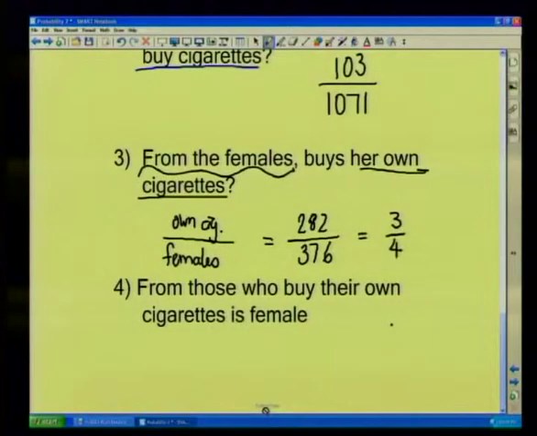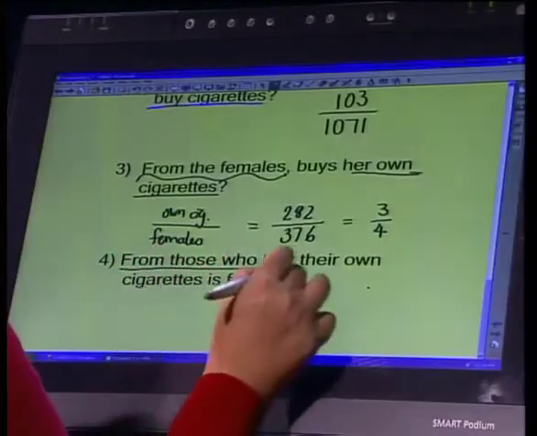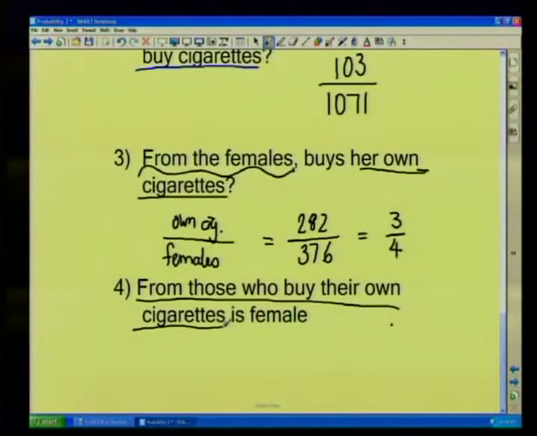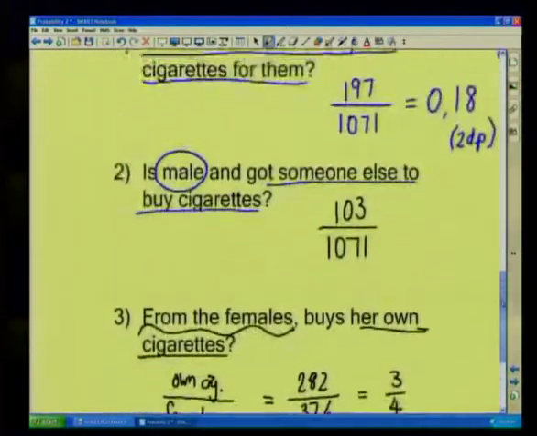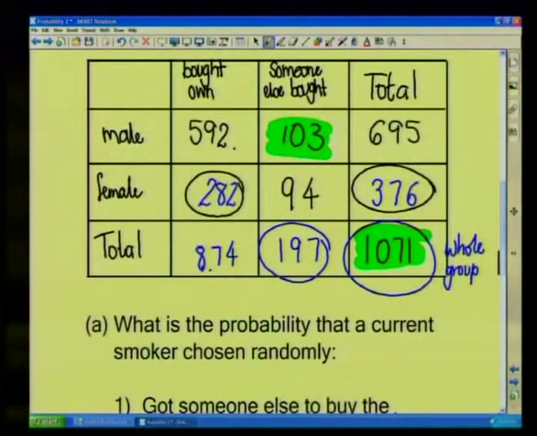From those who buy their own cigarettes, how many are females? Can you see that it sounds almost the same, but it's definitely not the same question. It says from those who buy their own cigarettes. Now we're going to have to look at a different group of people. So the people that bought their own cigarettes. Let's try a different color. How many people bought their own cigarettes? It was 874 people. So that has to be my denominator. That's my bottom number. That's how many people altogether bought their own cigarettes.